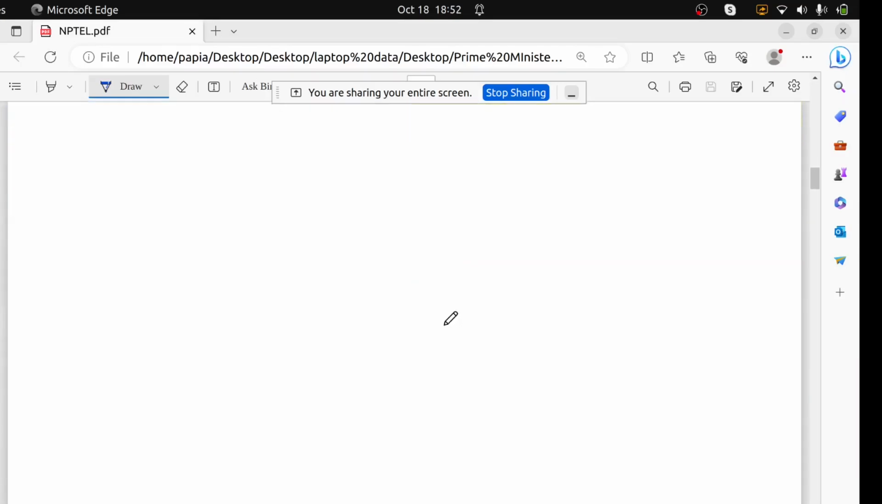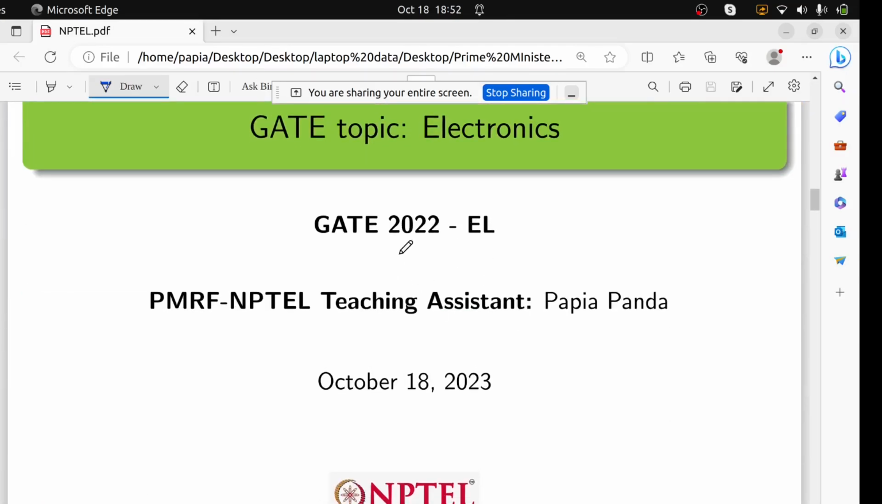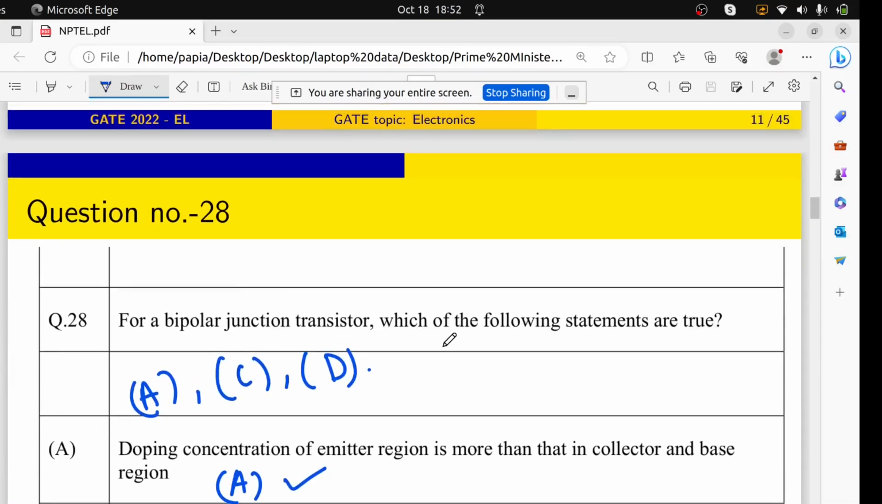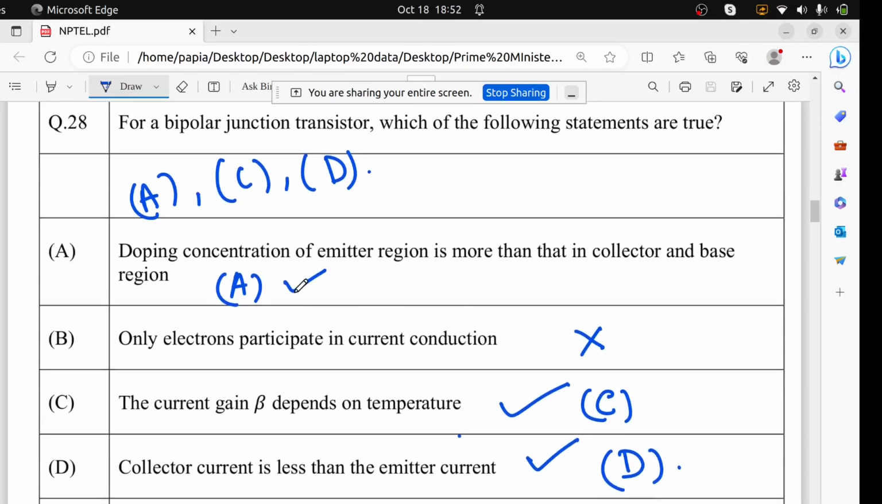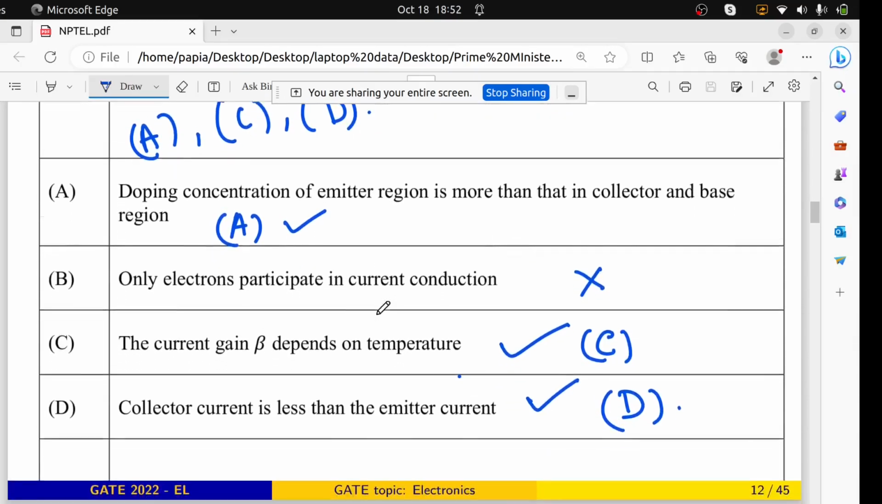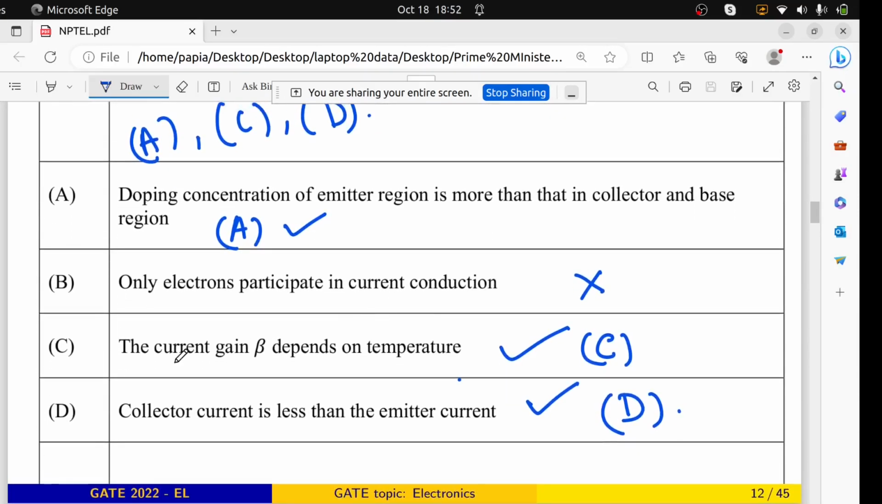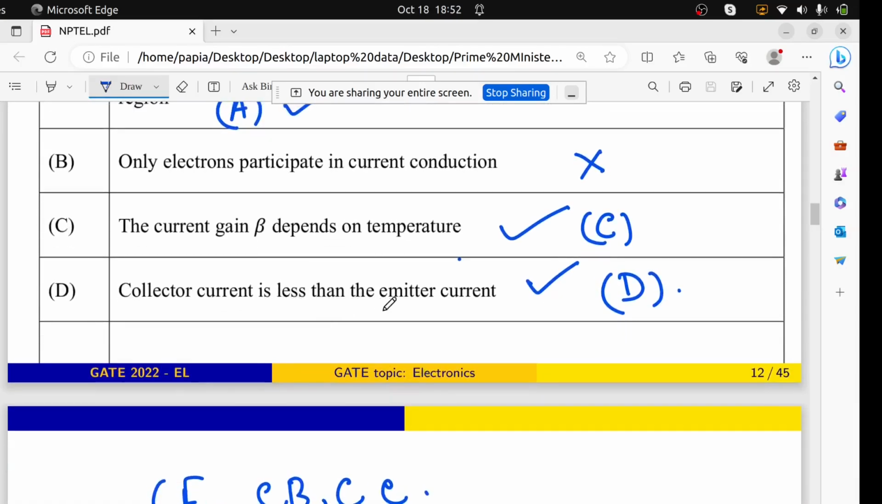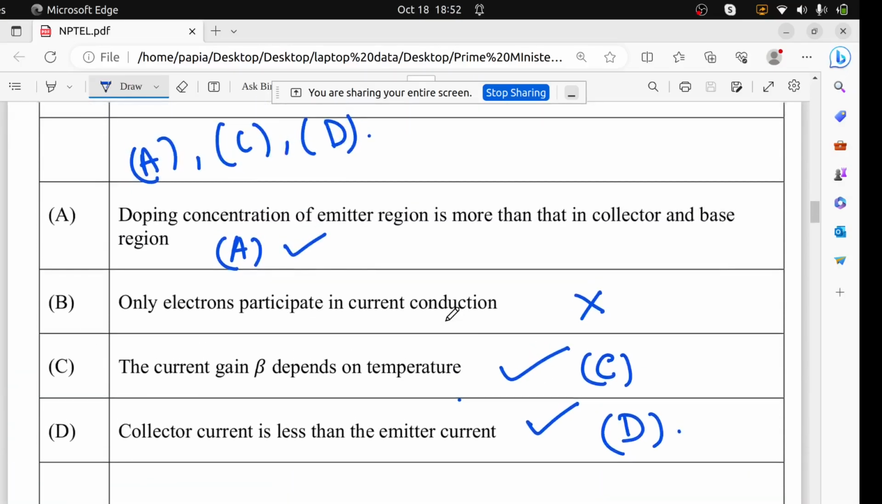Now coming to the second question, GATE 2022, question number 28. For a bipolar junction transistor, which of the following statements are true? Doping concentration of the emitter region is more than that in collector and base region. Only electrons participate in current conduction. The current gain beta depends on temperature. Collector current is less than the emitter current. Among these 4 options, options A, C and D will be the correct ones.